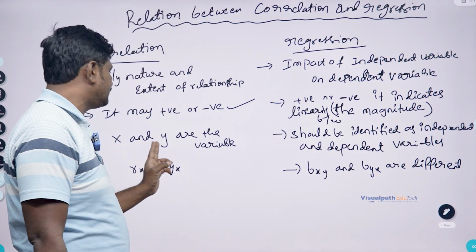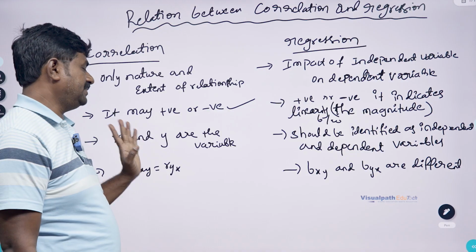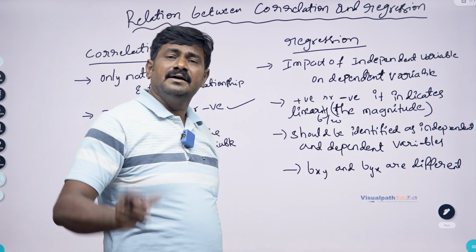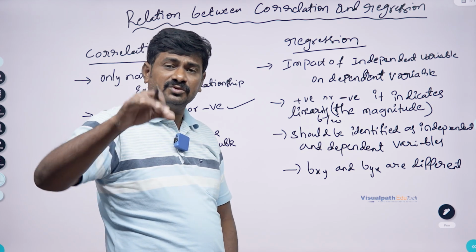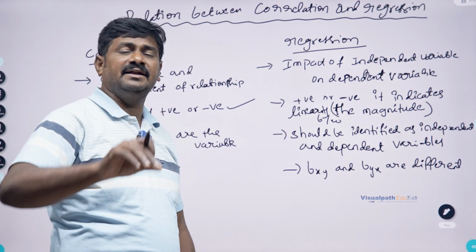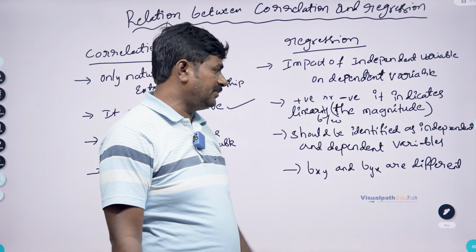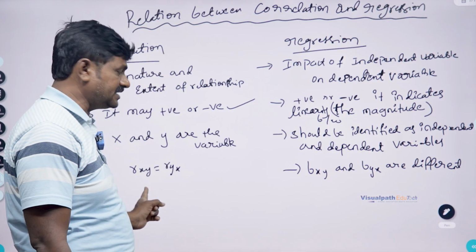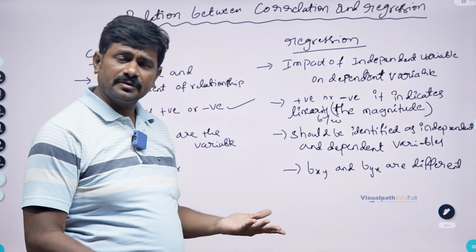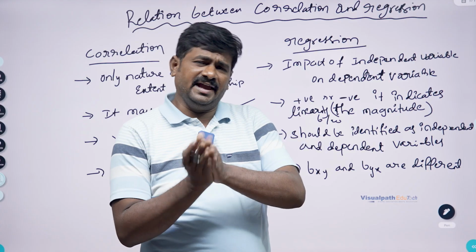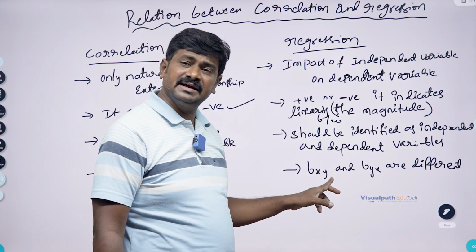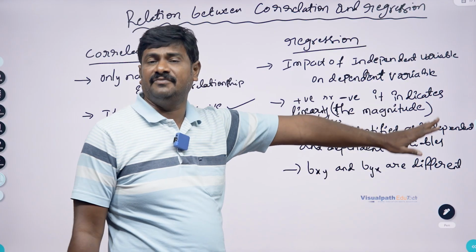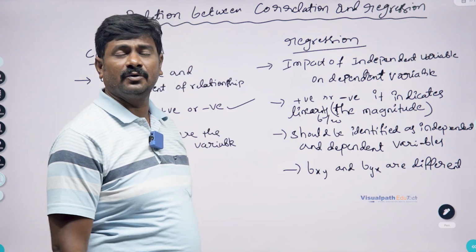Next, the third point: in correlation, x and y are just the variables. Coming to the regression line, for x and y both we have to identify which one is the dependent variable and which one is the independent variable. In correlation, the coefficient rxy is equal to ryx, meaning the relationship between x and y and between y and x are both equal. But in the regression line, the regression coefficients bxy, meaning x depends on y, and byx, y depends on x, are different. Okay, this is the relationship between correlation and regression.